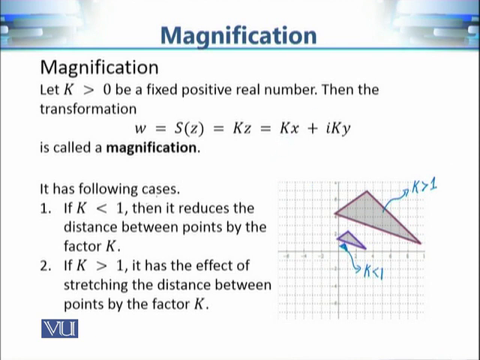When we have K greater than 1, we can easily see that we are scaling up the X coordinate and Y coordinate by the same scale K. And if K is less than 1, then we are scaling down. In other words, we are squeezing this triangle to a very tiny triangle if K is less than 1.